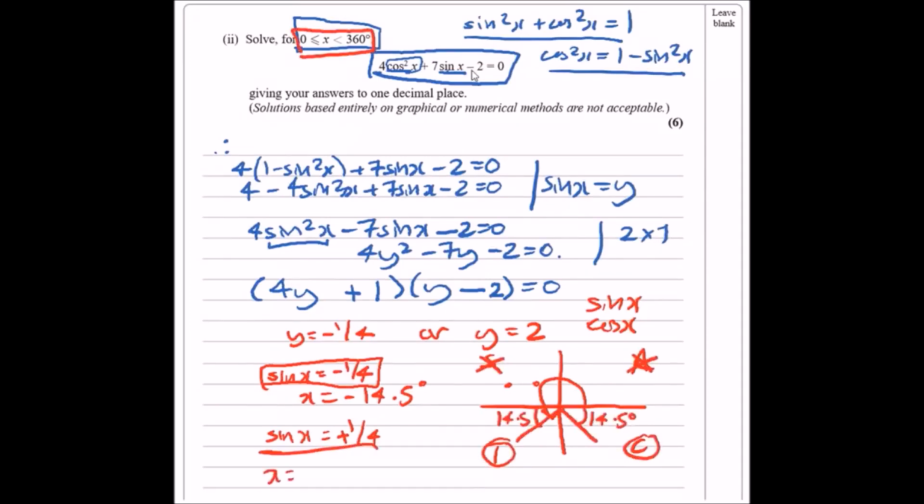So let me just write down here. One of our solutions would be 180 plus 14.5. And then once again, our second solution would be going all the way around and hitting here, which is of course a full turn, 360, about 14.5 back. So that's 360 minus 14.5.